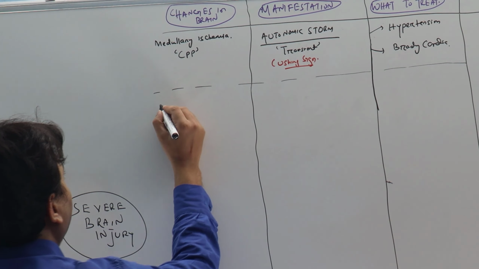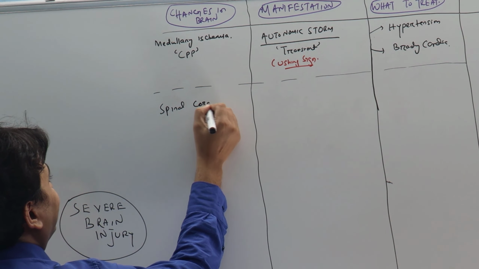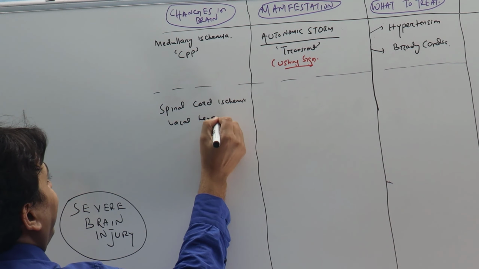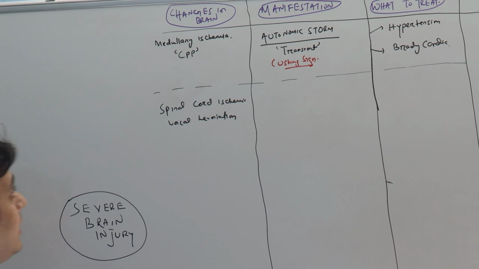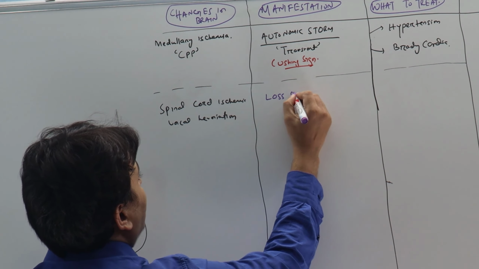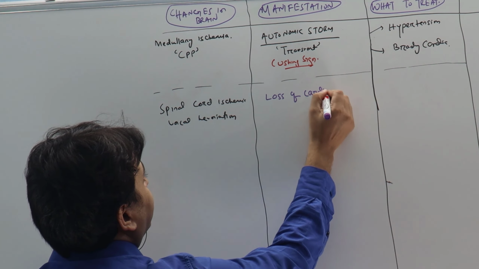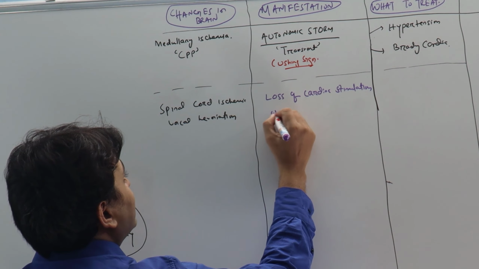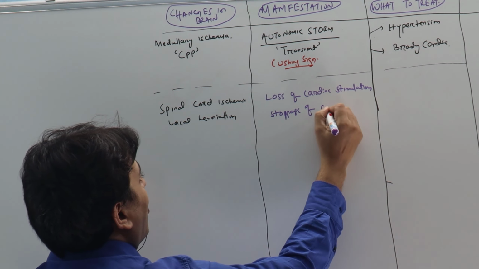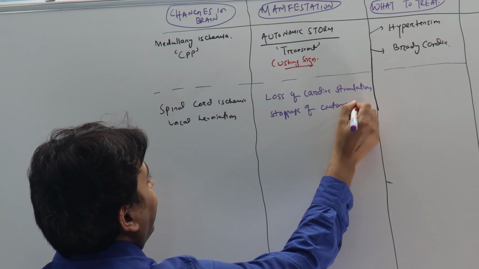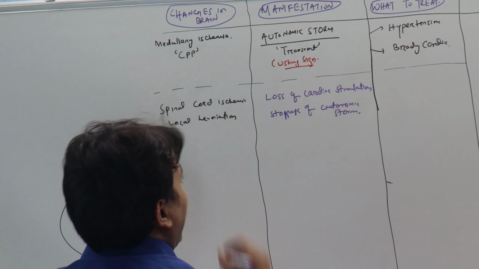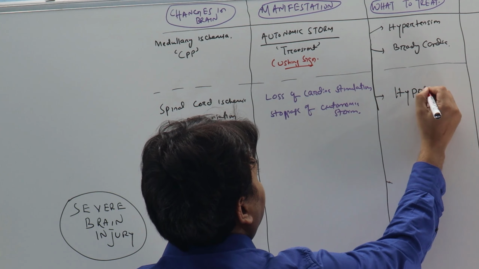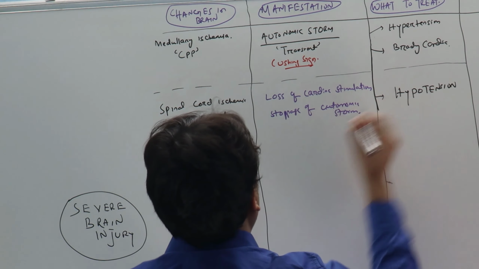The next step will be spinal cord ischemia and uncal herniation. When it happens, there will be loss of cardiac stimulation and stoppage of the autonomic storm. These two things will happen. So that will lead to hypotension. Right.